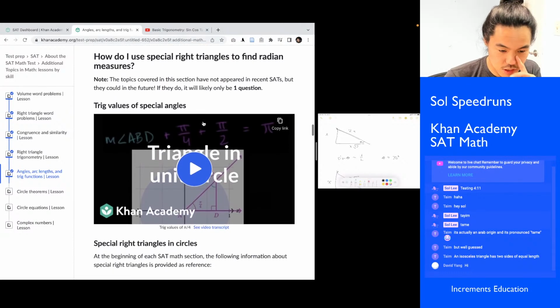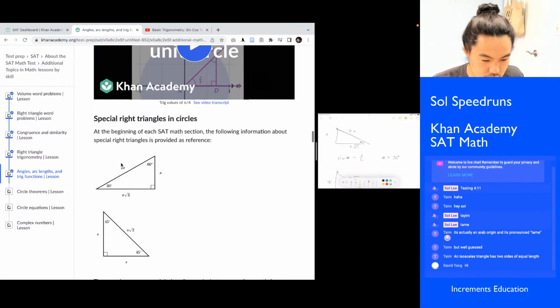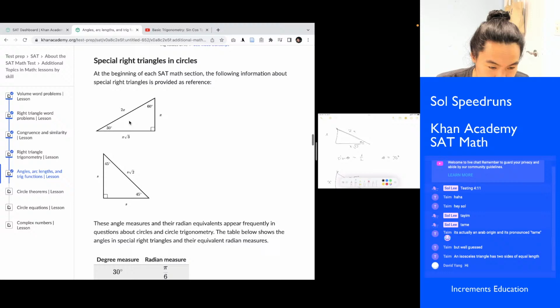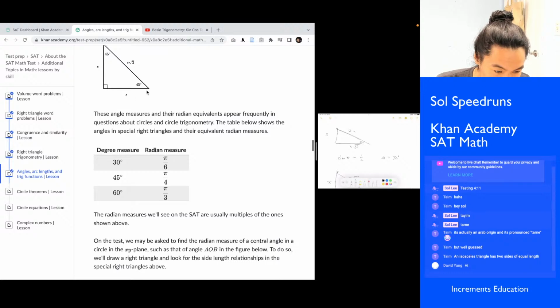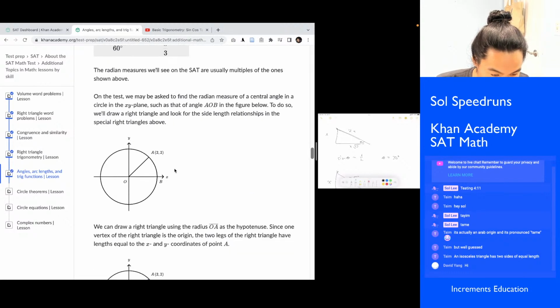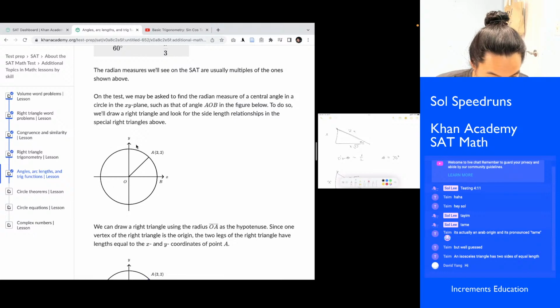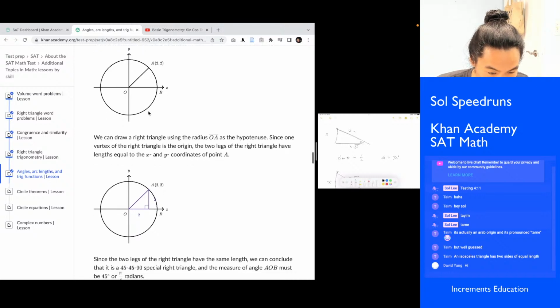Okay. Trig values of special angles. Who are these special angles? Special right triangles in circles. Why is this? There's no circle here. I'm confused. But anyway, I know these. We literally just went over this in the previous unit, and it's almost a copy and paste. Okay, radian measure of a central angle. Well, if this is 0, then this is root 2 over 2. Then this is 45 degrees.